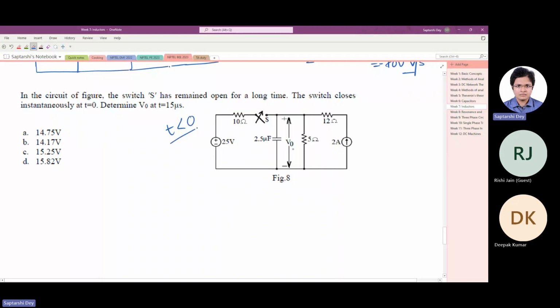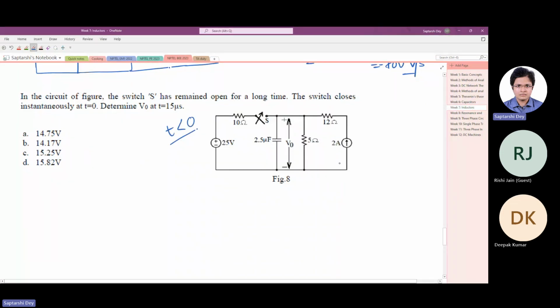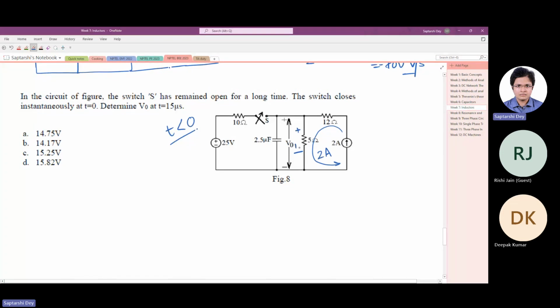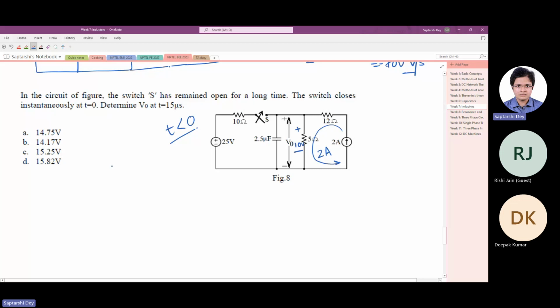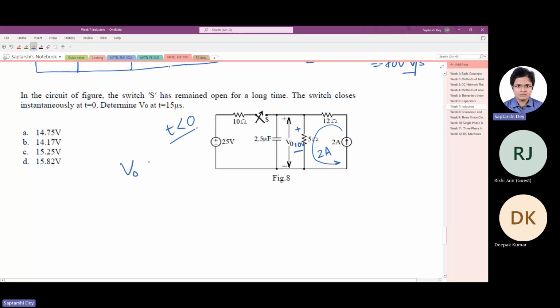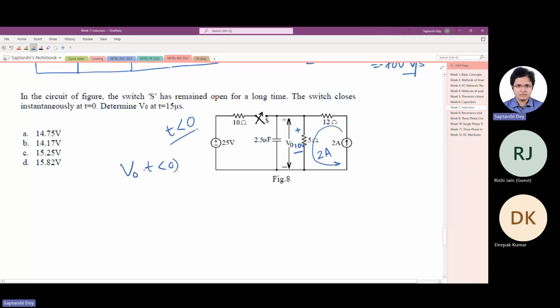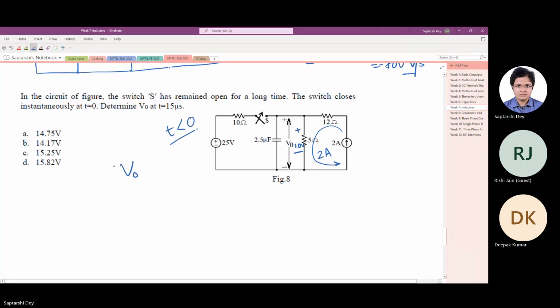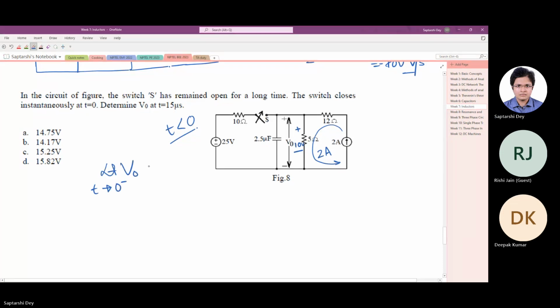At steady state, what happens? No current through the capacitor. So 2 ampere was completing its path here, and it was creating a voltage drop of 10 volt. So definitely V0, with the given polarity in the question, V0 at t less than 0, steady state obviously, was 10 volt.